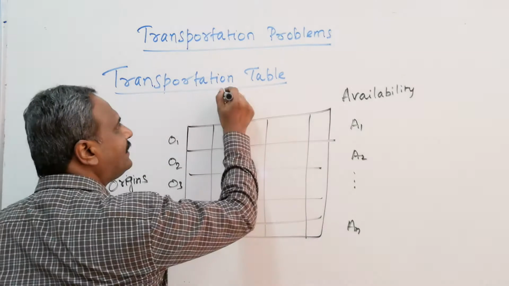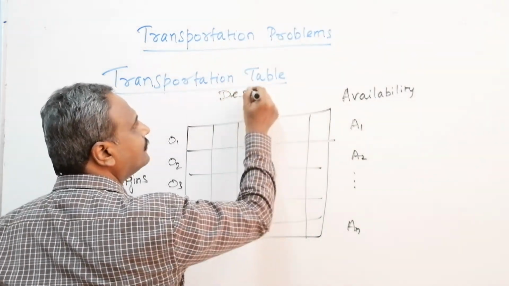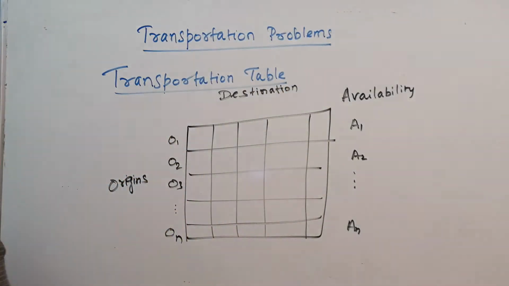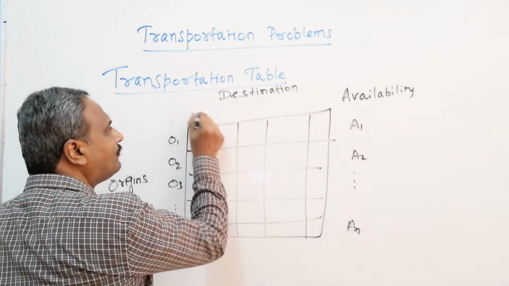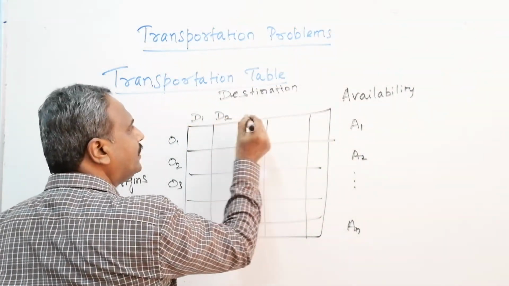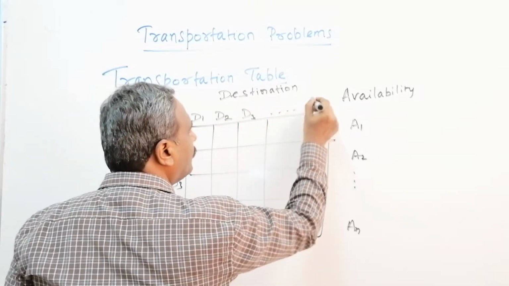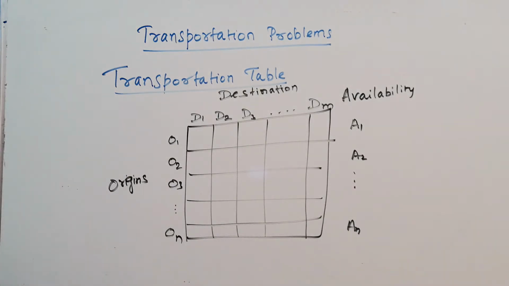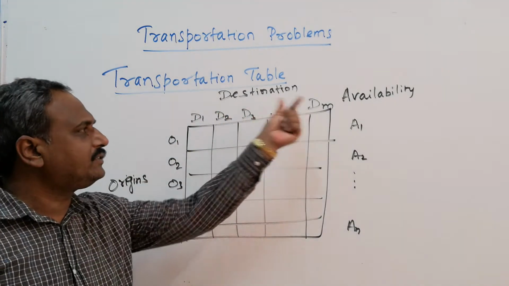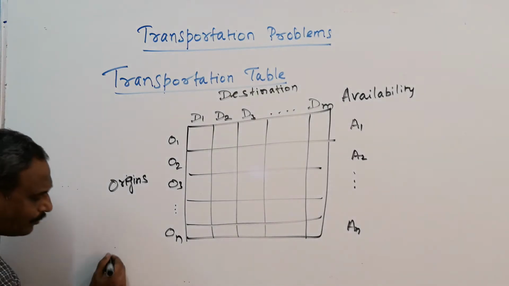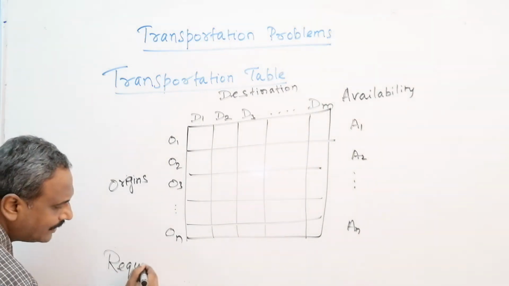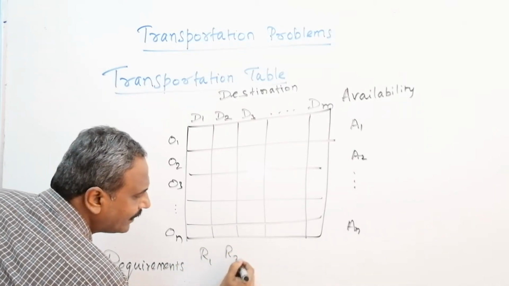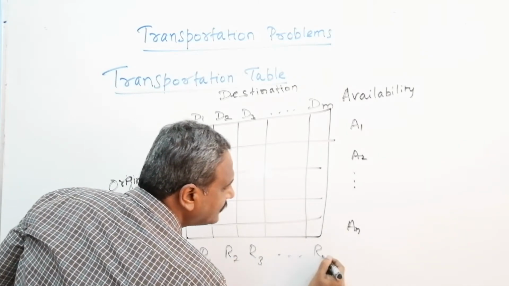We are going to define the destinations where it should reach. So I am defining the destinations D1, D2, D3 and so on. Now in each destination there is a requirement. I am going to define the corresponding requirements.